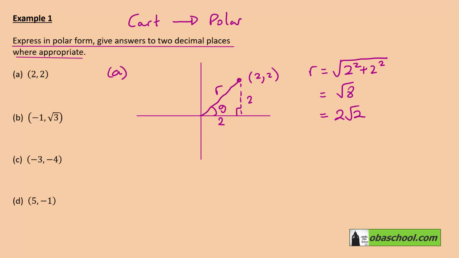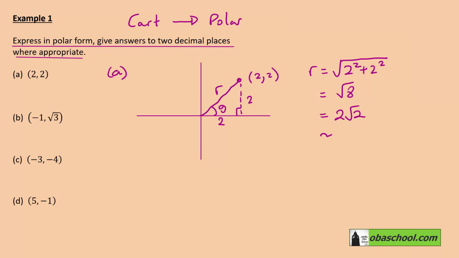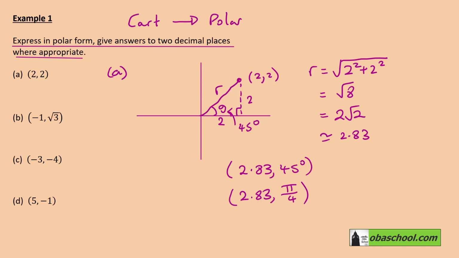That would be the exact answer, but we're asked for 2 decimal places. So if we do the square root of 8, that's 2.83. Since this triangle is right-angled and isosceles, it follows that this angle must be 45 degrees. Therefore, the polar coordinates would be (2.83, 45 degrees) if we're working in degrees, and (2.83, pi by 4) if we're working in radians.